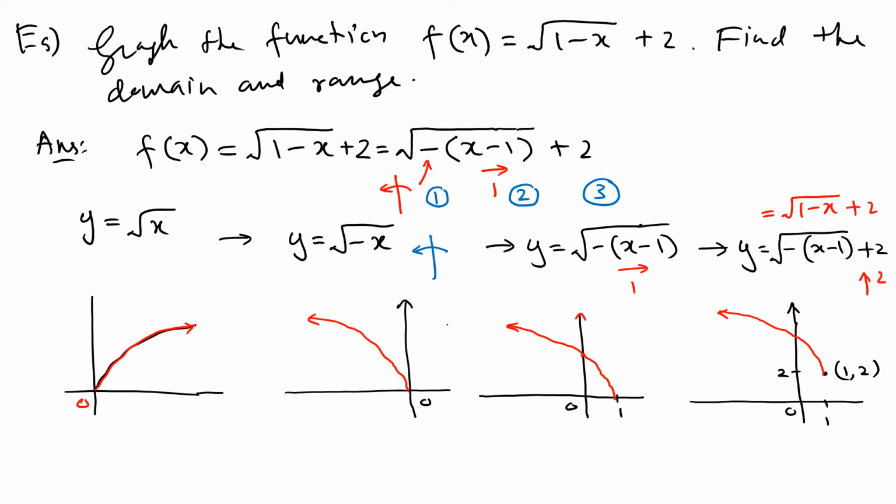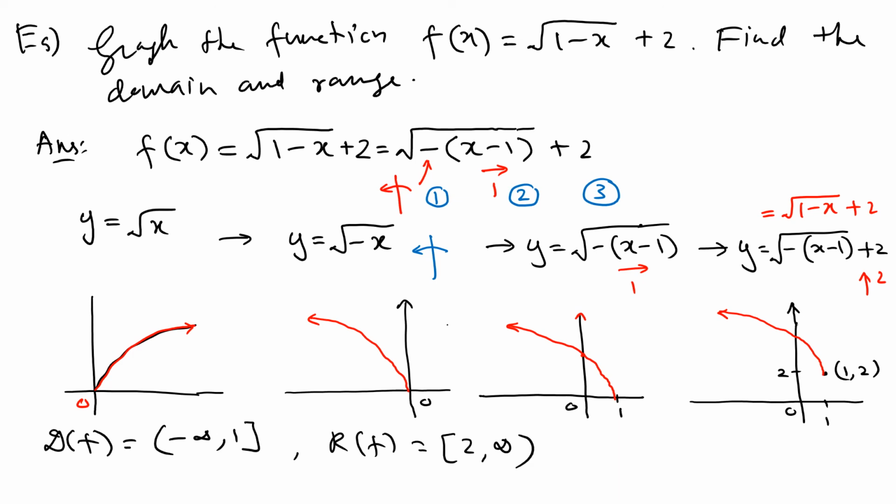Very good. So what's the domain and range? The domain of f is all the numbers going up to 1, so negative infinity up to 1. And the range of this function, you can see, starts at 2 and goes up. So that means 2 to infinity. That's the domain and range.